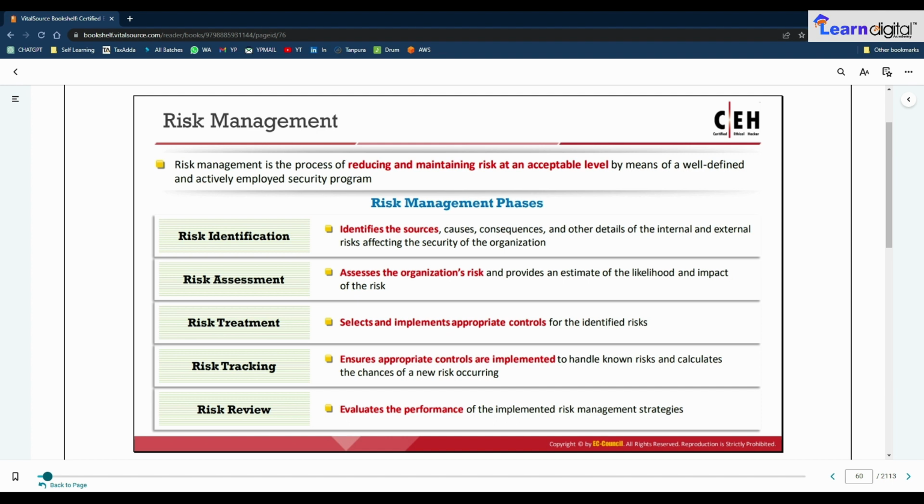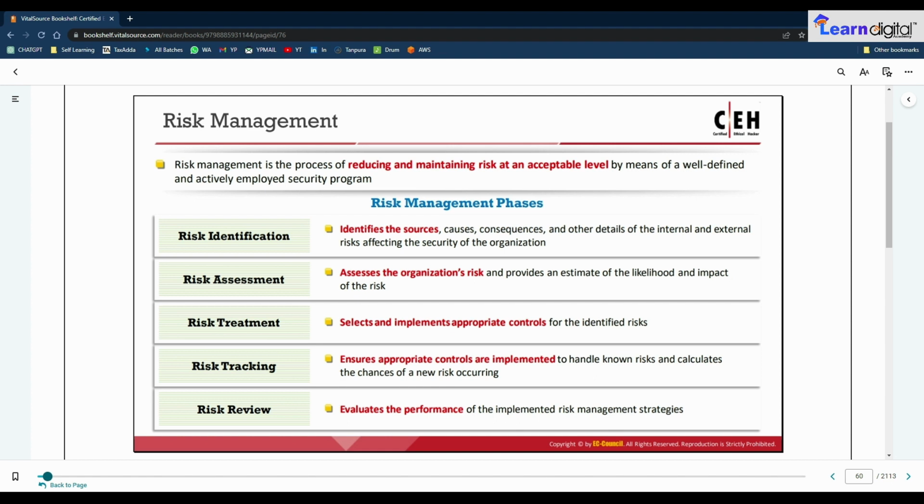So you don't need to worry about it. There are a lot of things we need to be careful about in risk management, and these are the phases you can see on my screen right now: risk identification, risk assessment, risk treatment, risk tracking, and then risk review.